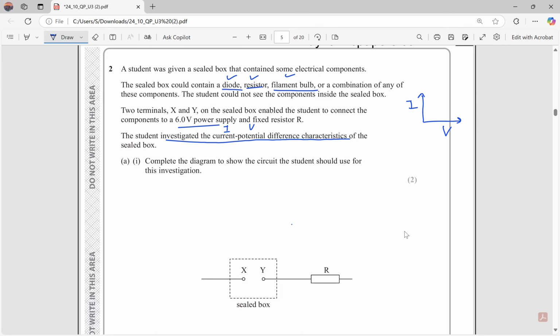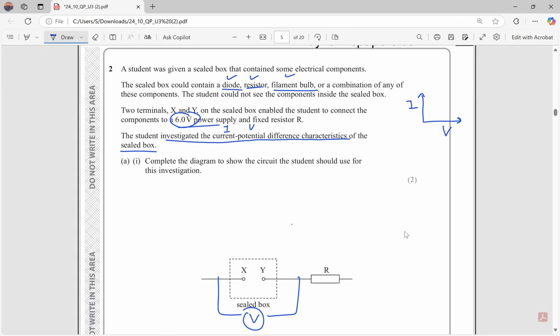And how do you make that? You basically measure the voltages in the circuit and the corresponding currents and then plot a graph. So the student is doing this specifically for the sealed box. They would connect a voltmeter across the sealed box and an ammeter in the circuit and find different potential differences and corresponding currents and then plot the graph. The battery connected in the circuit was a 6 volts power supply. So in the first question, we just have to draw the circuit diagram that the student would need to draw.